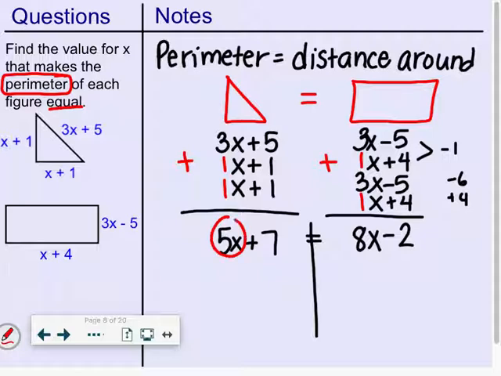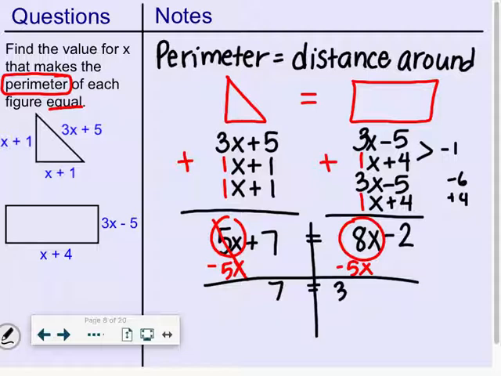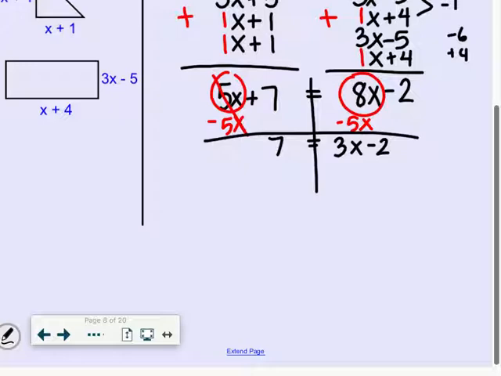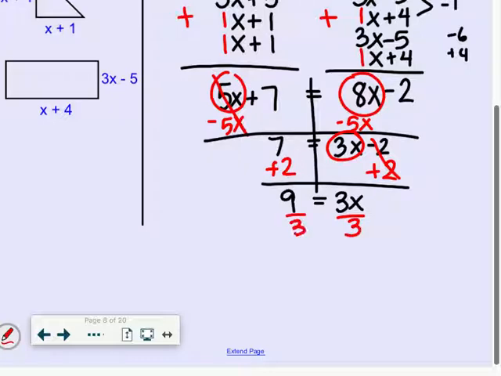So my variables on each side, I'm subtracting the smaller one. So 7 equals 3x minus 2. Then I can add 2, because here's my variable, add 2 on each side. So 9 equals 3x, and then divide by 3. And my final answer is x equals 3.